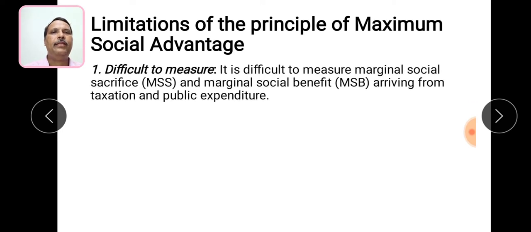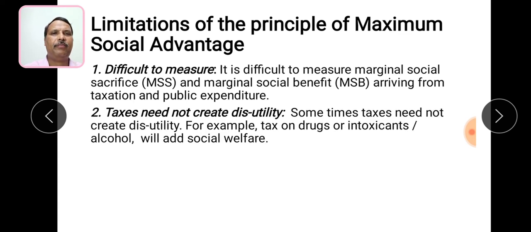Now we will see what are the limitations of the principle of maximum social advantage. The first limitation is that it is difficult to measure. It is difficult to measure the marginal social sacrifice and marginal social benefit arising from taxation and public expenditure. Taxes need not always create disutility. For example, a tax on drugs, intoxicants, and alcohol will add to social welfare.